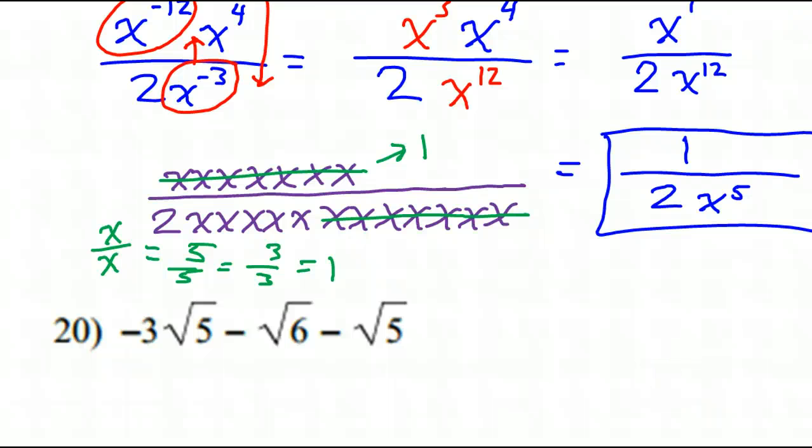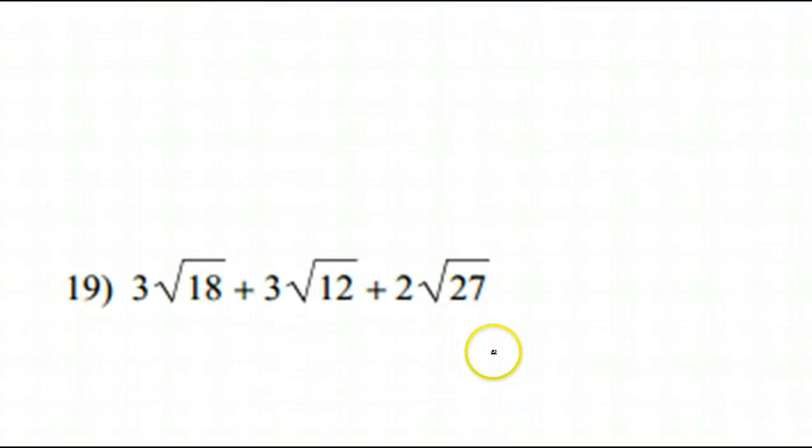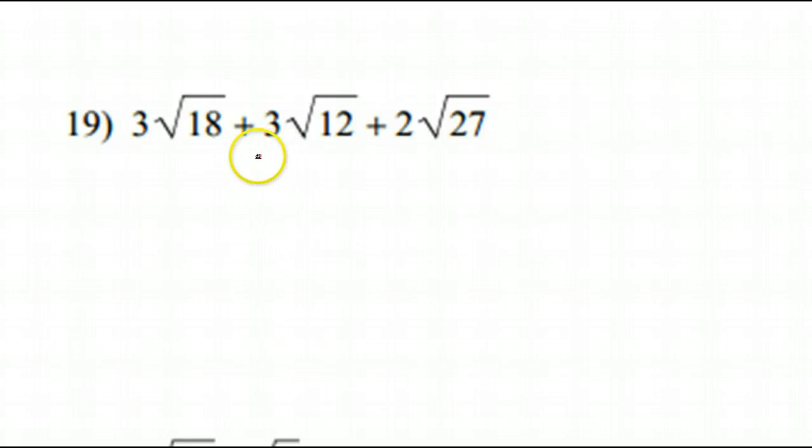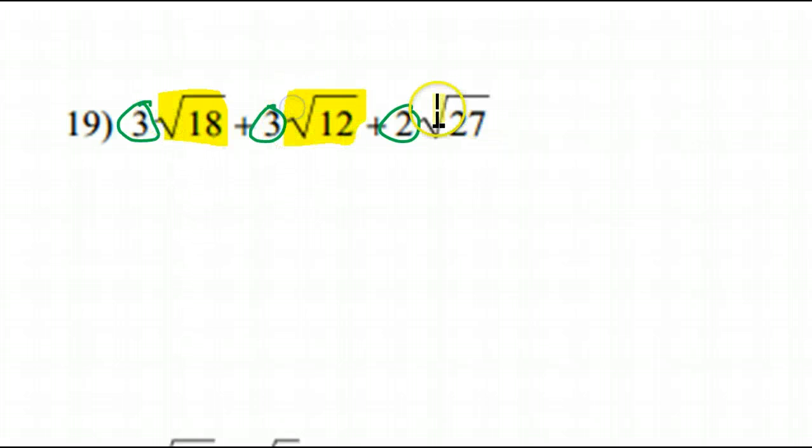Okay, so that was number 18. So number 19. Okay, in order to add radicals, radical expressions, we need like terms. In other words, the only thing that's allowed to be different is the coefficient. Alright, these numbers are allowed to be different, but everything I'm about to highlight in yellow has to be the same. Okay, this and this and this. Those things I just highlighted in yellow have to be exactly the same in order to add them together. The coefficients tell us how many we have.